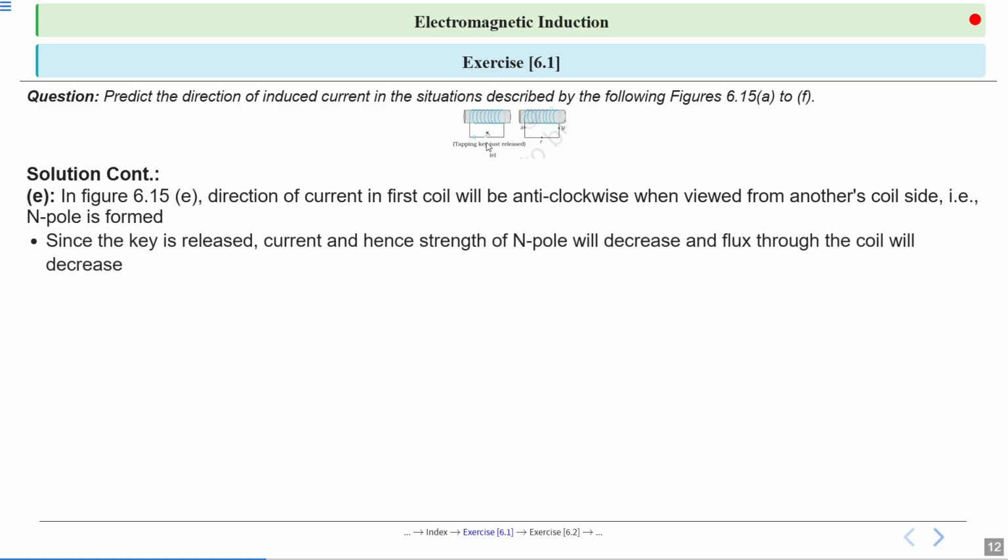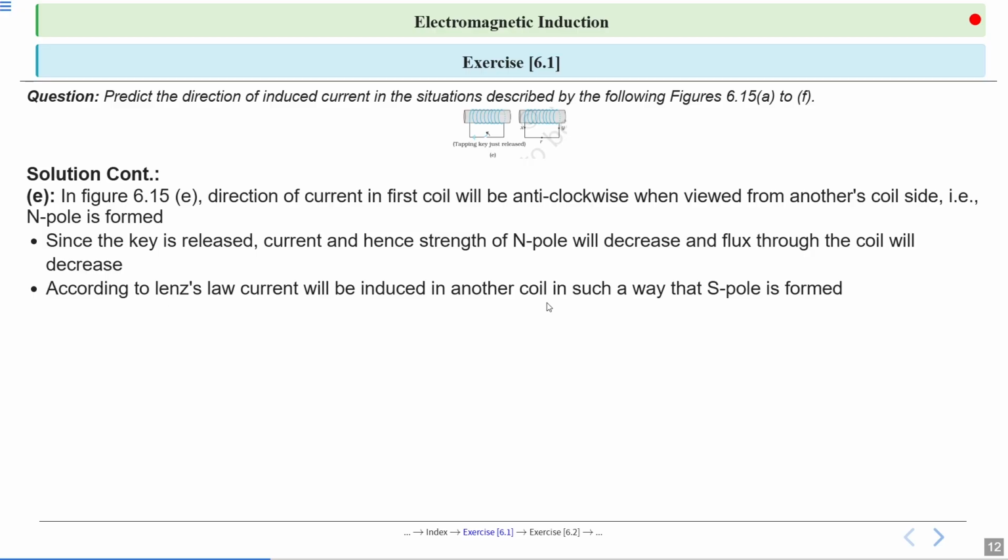Since the key is released, that means current will decrease from maximum to 0. That means strength of north pole will decrease and flux through the coil will decrease. This is a similar case as in the previous diagram, the D case. Okay, so the pole that will be induced on the side of this coil will be south pole. Okay, so according to Lenz's law, current will be induced in another coil such that south pole is formed.